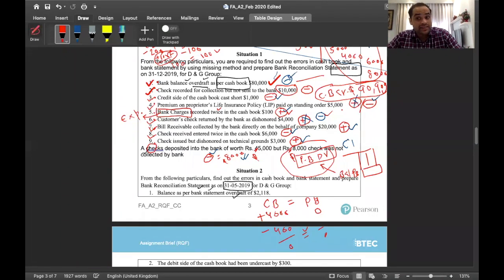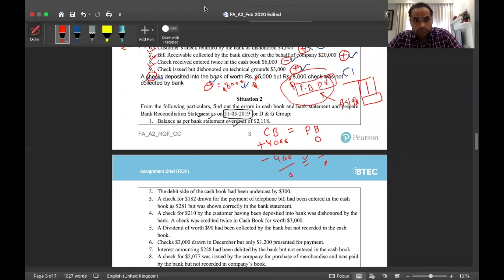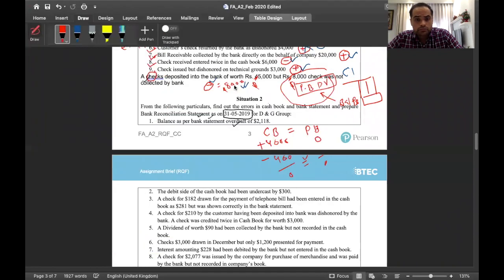So you already understand how to deal with all these kinds of things. Does anybody have any other question? Anybody have any question? Say something, any question regarding situation 1? I think no, no question. Okay.